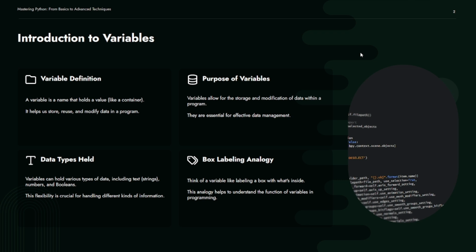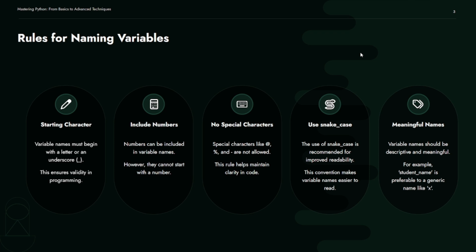Rules for naming a variable. We should always start with a character. We cannot start with a number. A variable name must begin with a letter or an underscore. This is done to ensure the validity of the program. You can't start a variable with a number, but you can include numbers in variable names, like in the middle or at the end. However, they cannot start with a number, as I said before. No special characters like @ and percent are allowed. This rule helps maintain clarity in code.